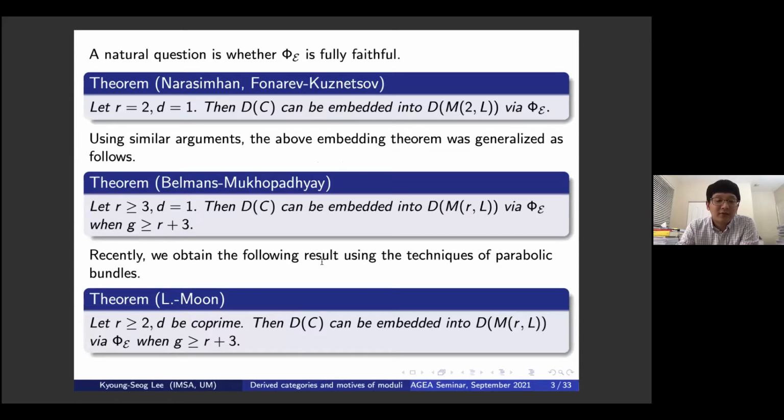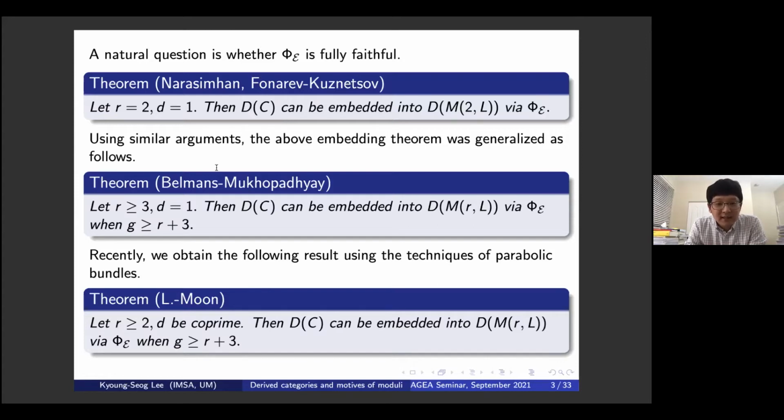For example, when R equals 2 and degree equals 1, Narasimhan, and independently Fonarev and Kuznetsov, proved that the derived category of the curve can be embedded into the derived category of this moduli space via this Fourier-Mukai transform. Fonarev and Kuznetsov proved this when C is a hyperelliptic curve, and then generalized this to a general curve by some deformation argument. Narasimhan proved this for all curves using the so-called Hecke transformation.